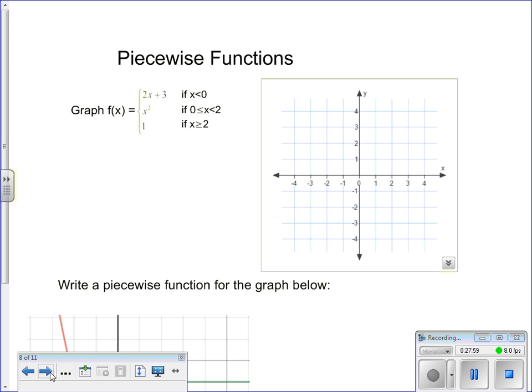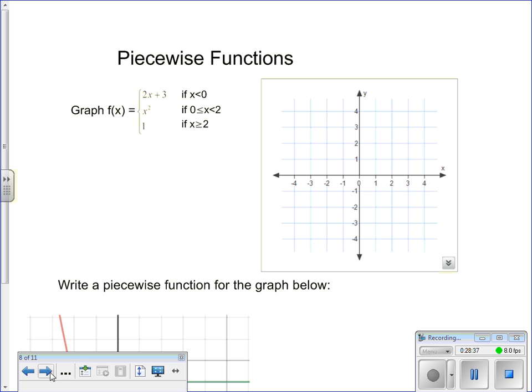Gentlemen, piecewise functions. A piecewise function is a function that is defined differently for different domains. It's one function where, as the domain changes, the definition of the function changes. Sometimes it's extremely important to use piecewise functions, and a lot of piecewise functions are extremely useful in real-world applications.